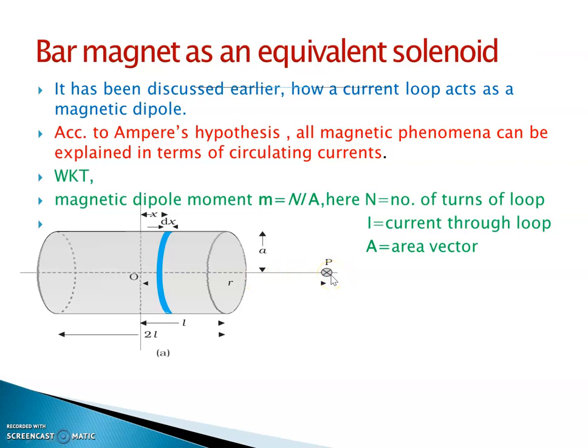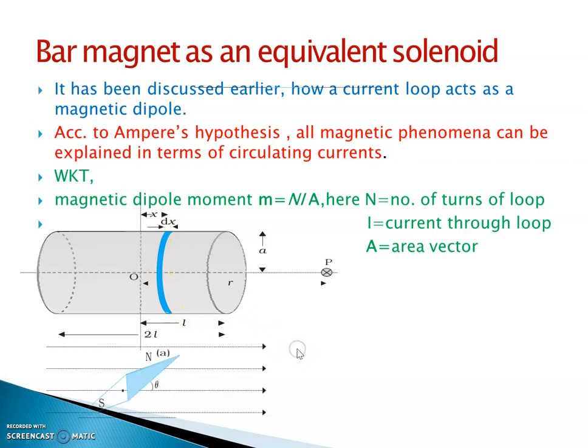For this, we have chosen an element dx of the current carrying solenoid. Its thickness is dx. This element is at a distance x from the center of the solenoid. So first we will find the magnetic field at point P due to this current element of thickness dx.